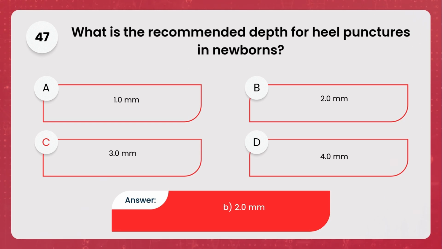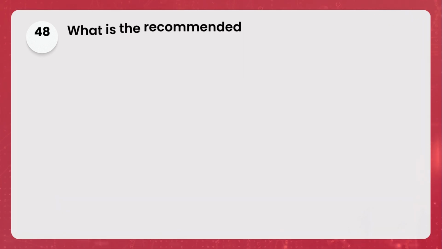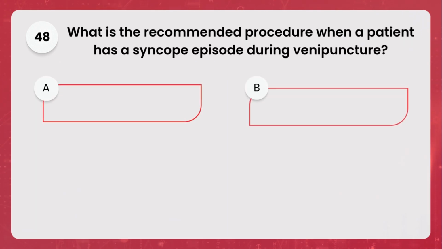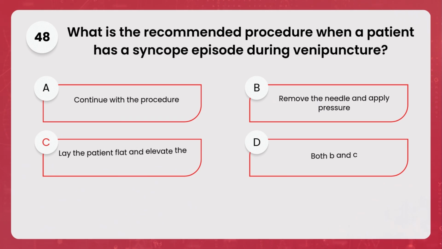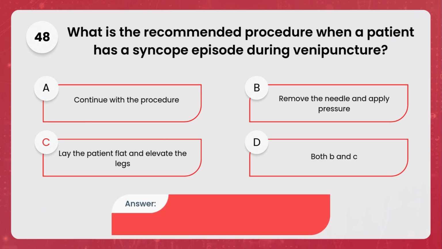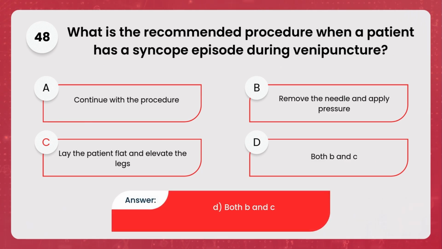2.0 millimeters. Number 48. What is the recommended procedure when a patient has a syncope episode during venipuncture? A. Continue with the procedure. B. Remove the needle and apply pressure to the site. C. Lay the patient flat and elevate the legs. D. Both B and C.